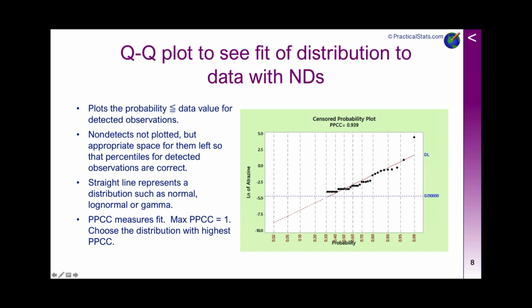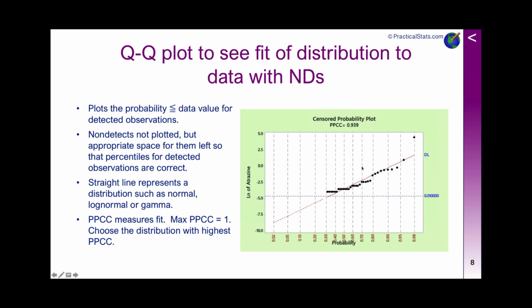Also on a QQ plot or probability plot is a straight line that represents the distribution. This is a normal distribution. We're plotting logs, so we're checking to see if this data looks like a log normal distribution. And it fits pretty well in a straight line, except for that one upper point.